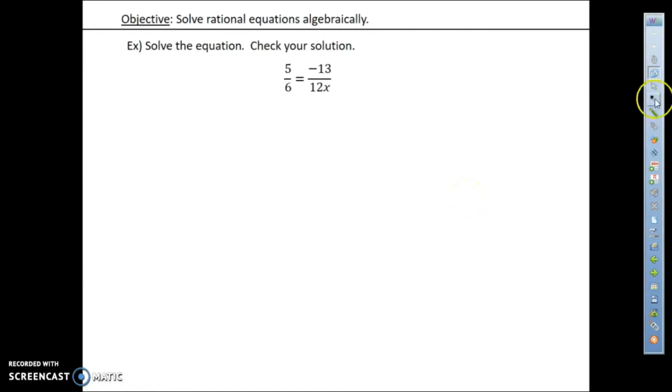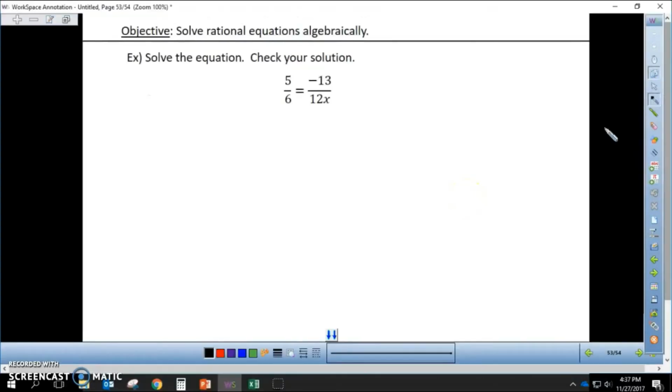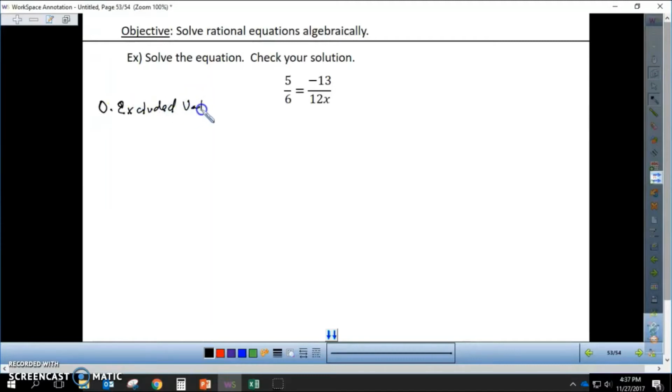So here's our first example. We have 5 over 6 is equal to negative 13 over 12x. So I'm going to go with my own advice. Step 0, we're going to identify excluded values. In this case, looking at our denominator, the 12x produces an excluded value of x equals 0. What this means is if our solution is 0, we have to throw it out, we cannot include it.